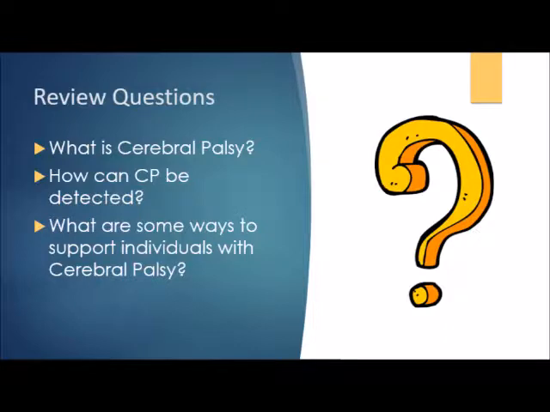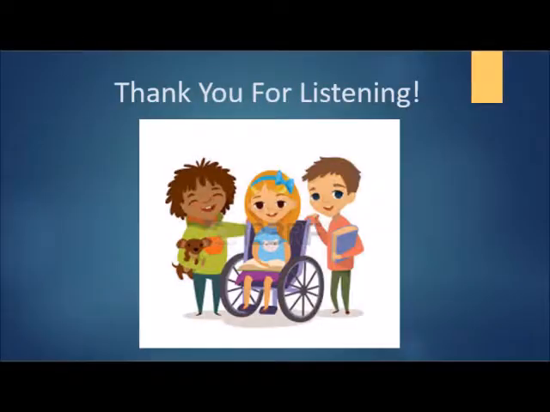Before we end this presentation, we would like to review some questions. So, what is cerebral palsy? How can cerebral palsy be detected? And what are some ways to support individuals with cerebral palsy? So you can pause the video and take some time to answer these questions. With the right treatment and support system, children who develop cerebral palsy can achieve an overall optimal cognitive, physical, emotional, social, and language development. Thank you for listening.